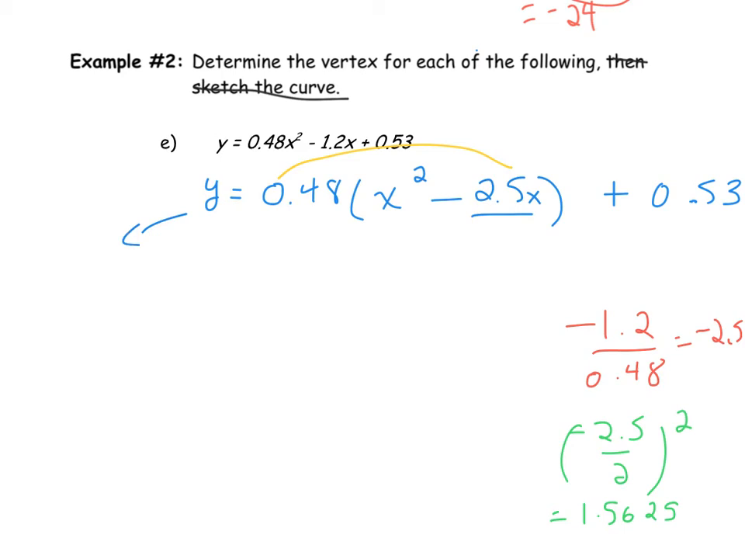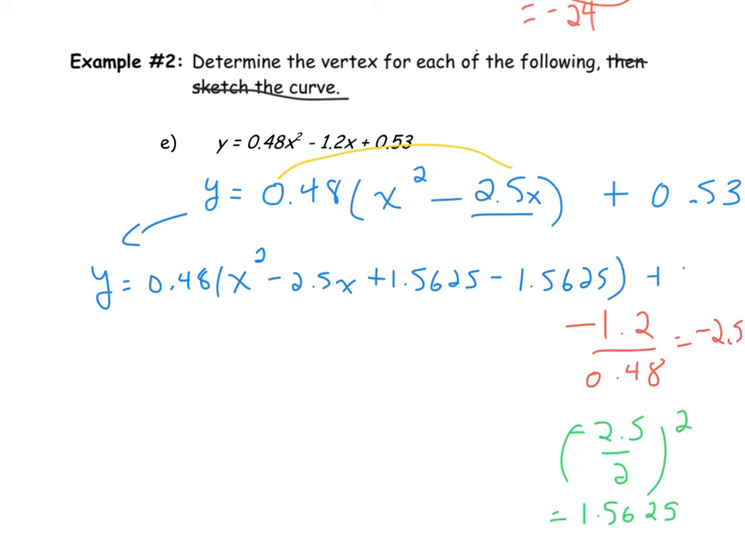I'm going to just shift this over here. y is equal to 0.48 bracket x squared minus 2.5x plus 1.5625 minus 1.5625, and then plus the 0.53 that was there before.